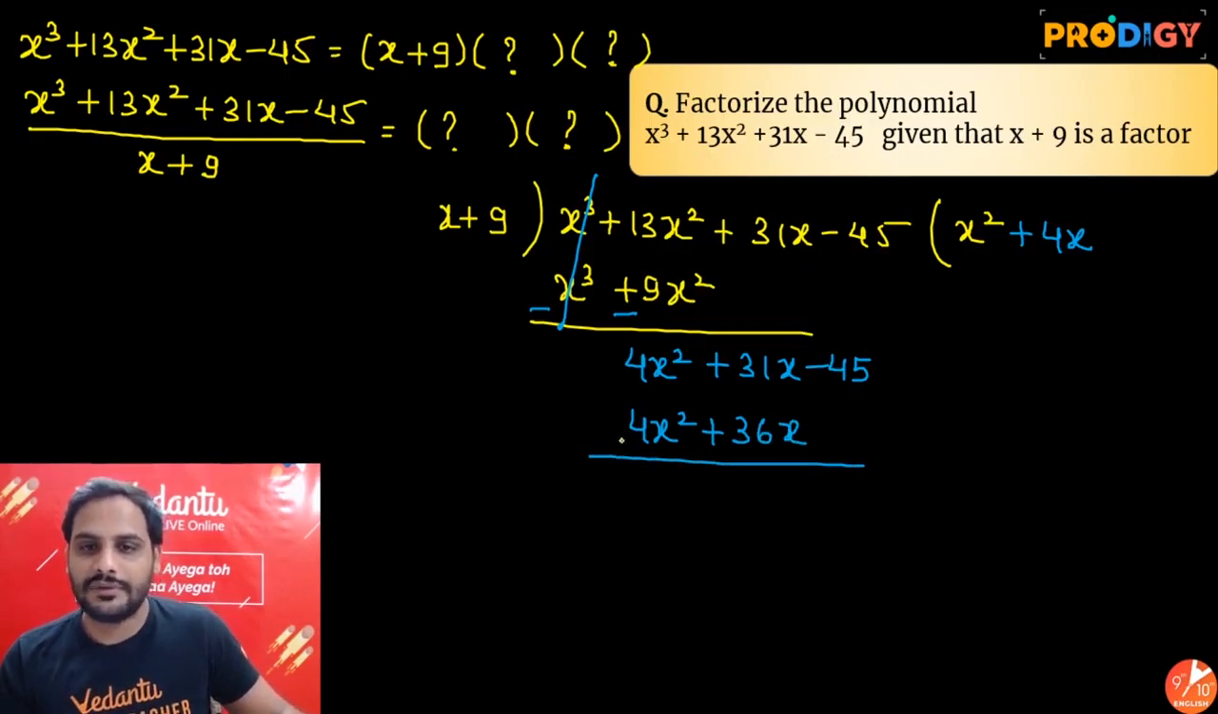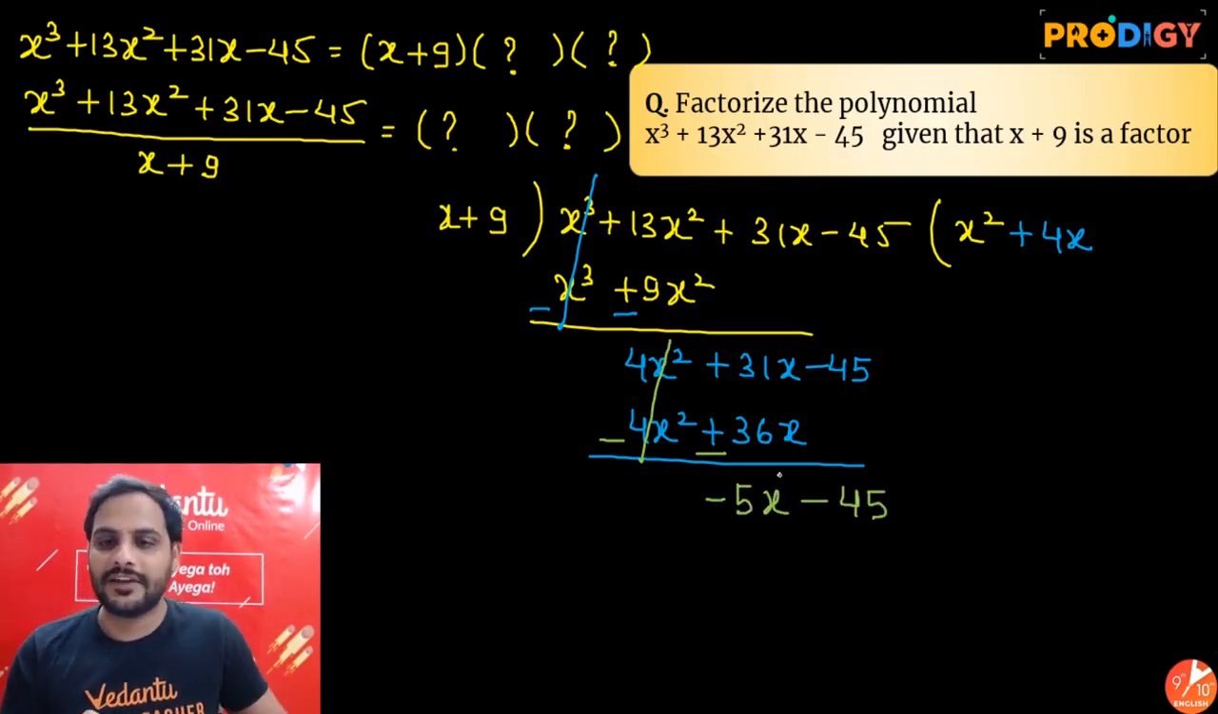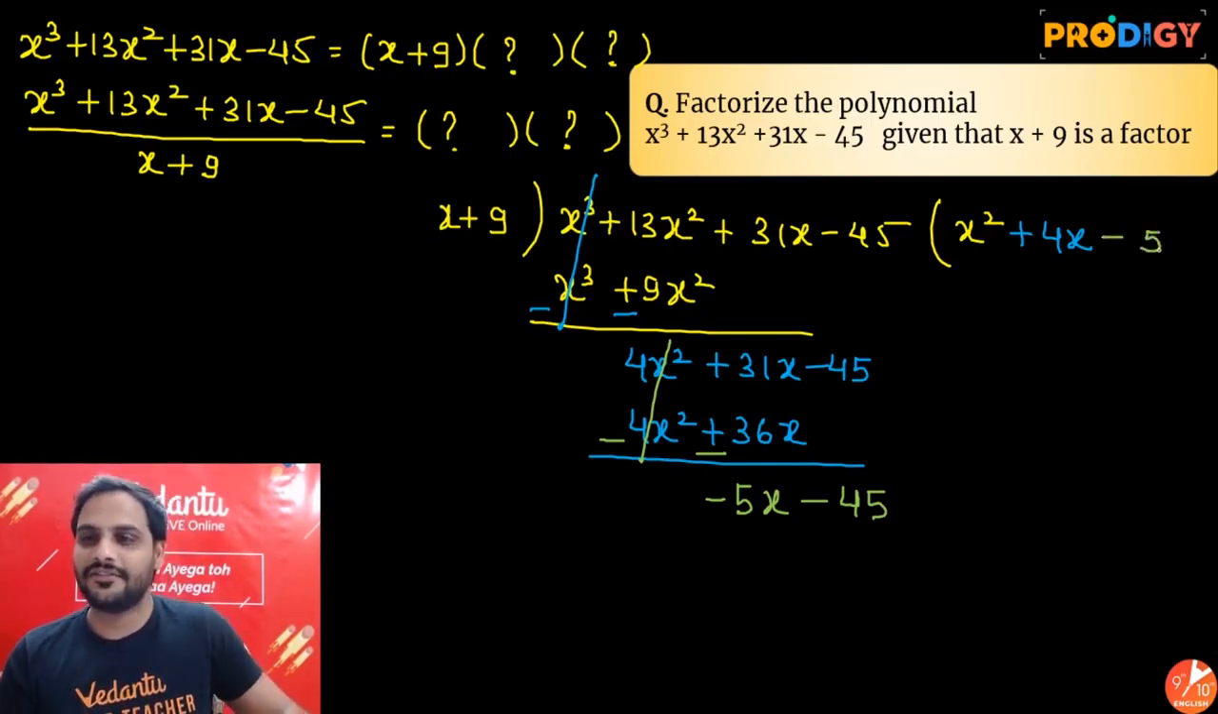Alright. So it will be minus. This got cancelled. 31x minus 36x is minus 5x. And then we have minus 45. Minus 5x I need to create by multiplying something with x. What should I multiply? Minus 5. So minus 5 into x is minus 5x, and minus 5 into 9 is minus 45.